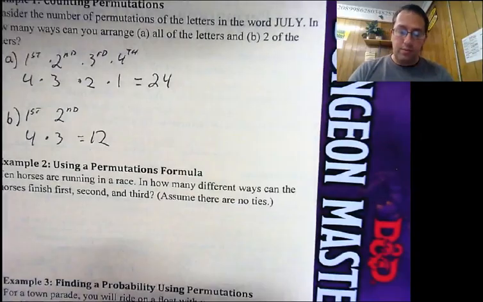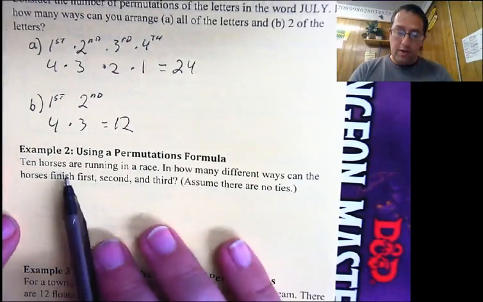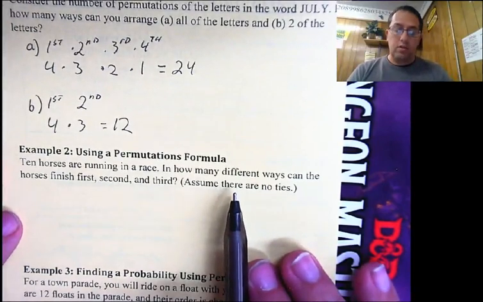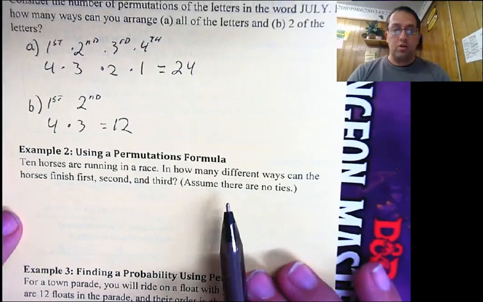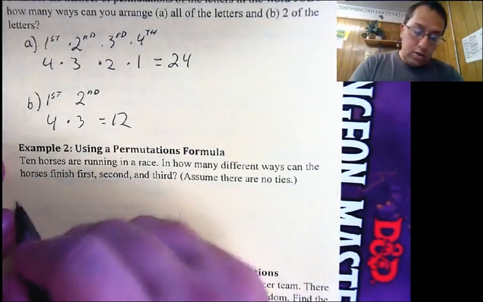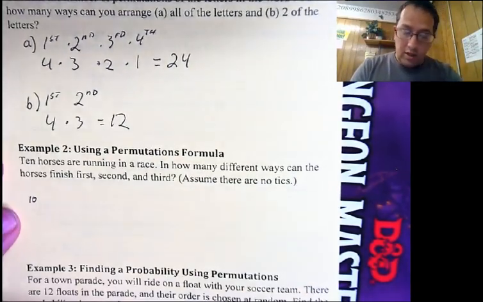Let's do another example. This time we're going to use the formula, okay? So we have 10 horses in a race. In how many different ways can the horses finish first, second, and third? Assume that there are no ties, okay? So we have the number of horses in the race, 10.